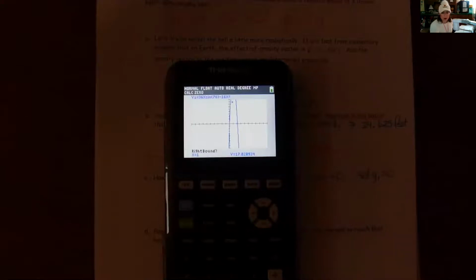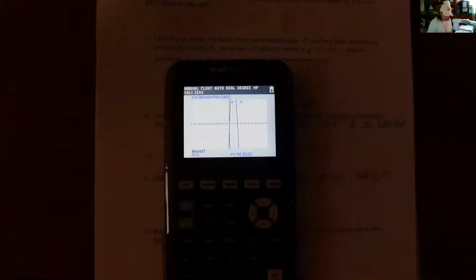Now it says right bound. What's a number on the right side of this? Can you see that 3 is on the right side? You could say 3, you could say 4, any number over here. I'm going to say 3. I want you to notice what that did. Do you see how it put little lines up?